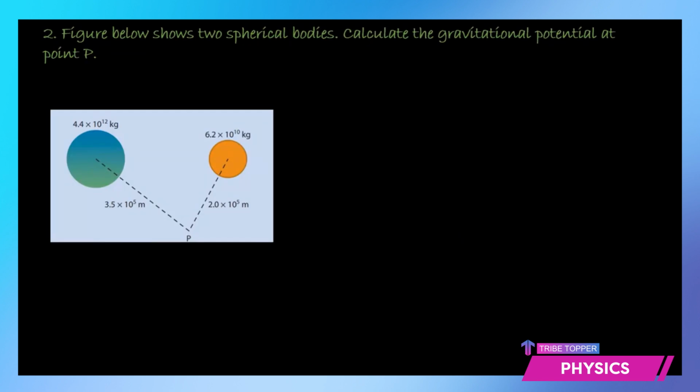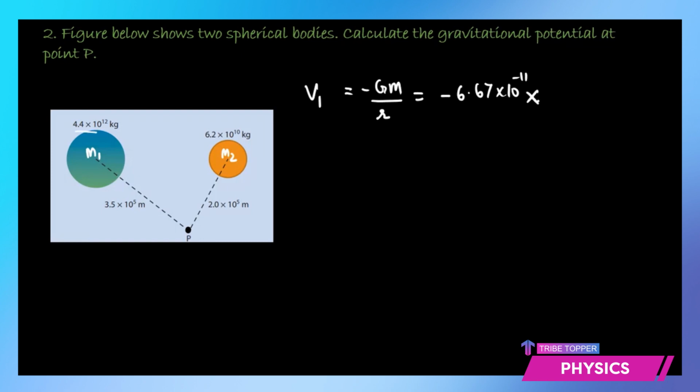And our next question says, the figure below shows two spherical bodies. Calculate the gravitational potential at the point P. So they are asking us to find the gravitational potential at point P. And since gravitational potential is just a scalar quantity, all we have to do is find the potential at point P due to the mass m1 and the mass m2 and then add them up. So let's find the first gravitational potential V1, that is equal to minus GM by r as per the formula.